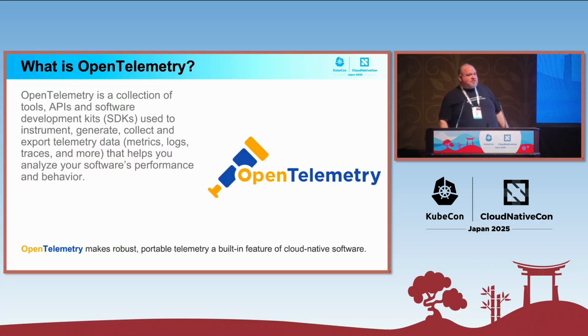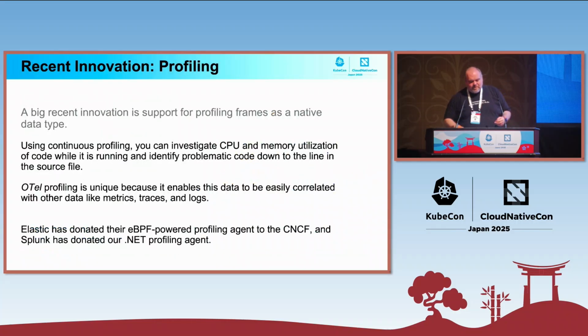So what is OpenTelemetry? This is a definition from the project website. I will read it, I guess. OpenTelemetry is a collection of tools, APIs, and SDKs used to instrument, generate, collect, and export telemetry data, which is metrics, logs, traces, and more, that helps you analyze your software's performance and behavior. It's a very complicated definition, especially if English is not your native language. So the shorter version is, OTel makes robust, portable telemetry a built-in feature of cloud-native software. And it's sort of the plumbing that connects your applications to your observability system.